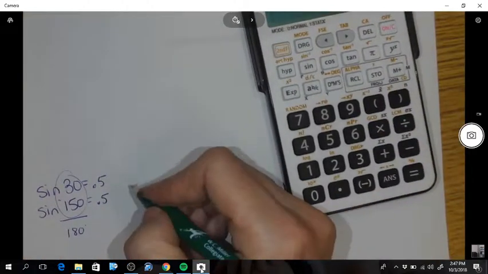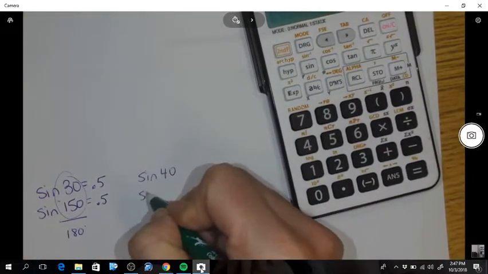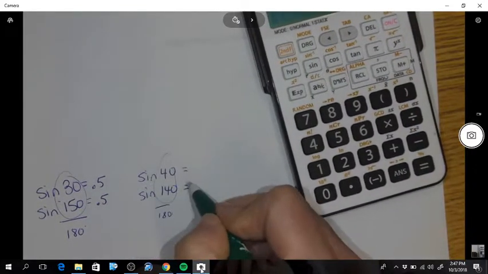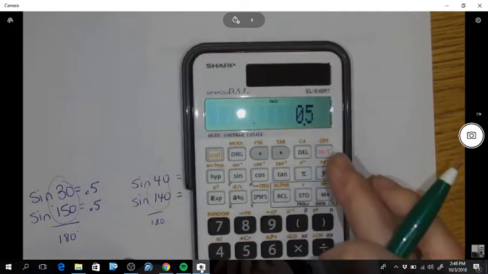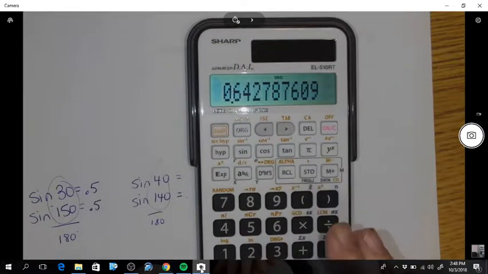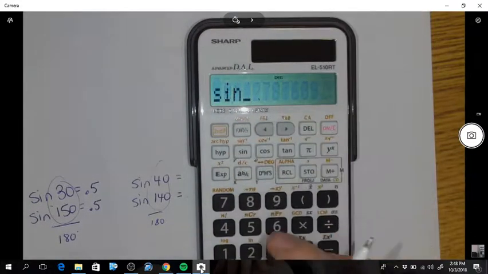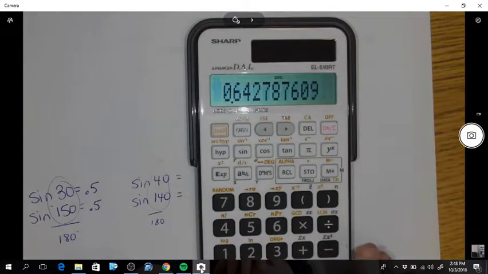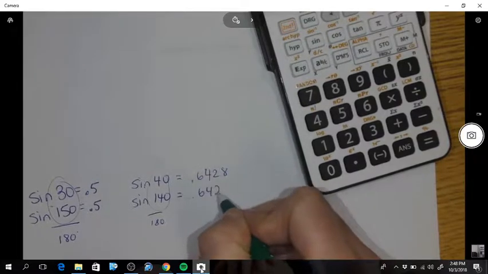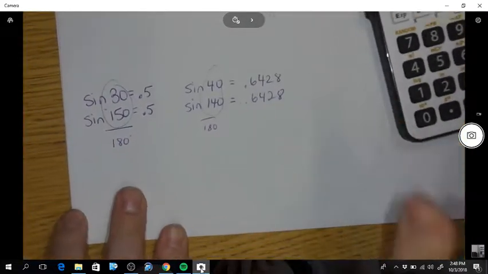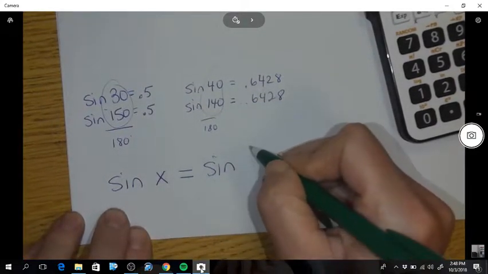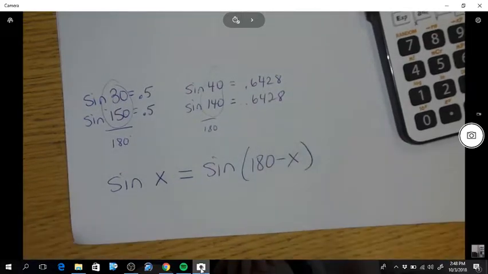So let's test this. Pick another value. Should we go 40 and 140? Let's test our theory. Those make 180. So do they have the same sine value? 0.6428, sine of 140. Yes. So in other words, the sine of an angle is going to equal the sine of 180 take away that angle.